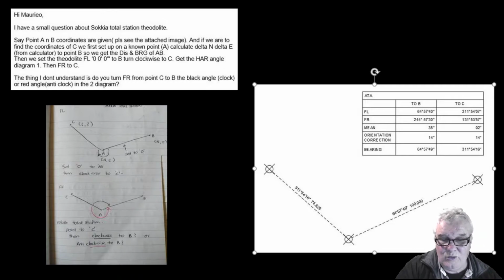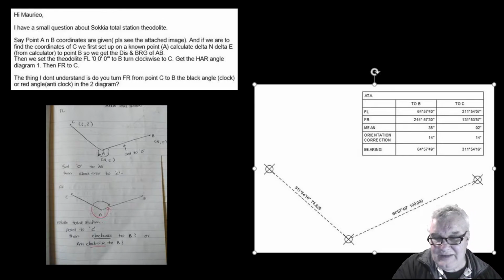So what we would do is set up here at A, and we would attempt to set on the instrument or the theodolite this bearing here, 64 57 49. Rather than set 0, I would set the actual bearing, or try to set it. So this is what I've done here in this little field note where I'm at A.